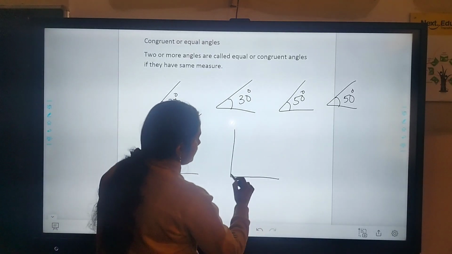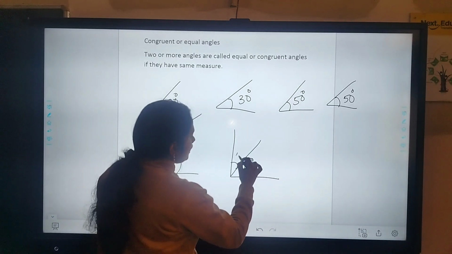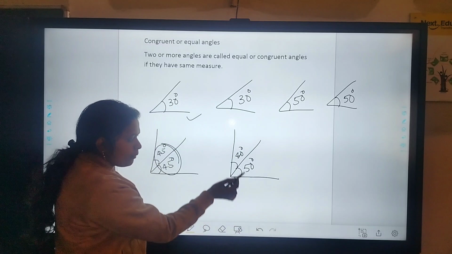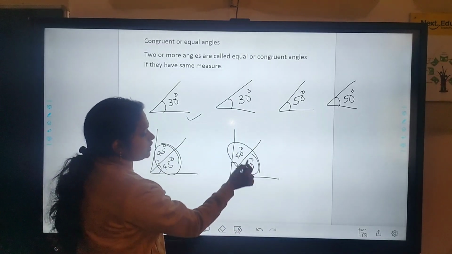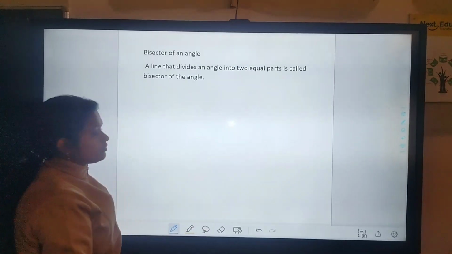One more: if this angle is 50 degrees and this angle is 40 degrees, the two measures are different, so we cannot say these are equal angles. These are not equal angles.